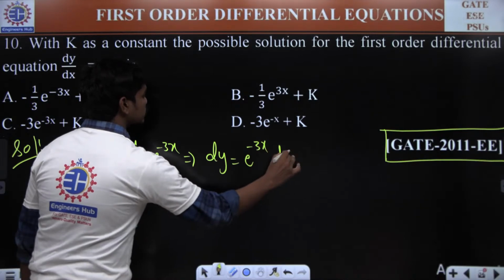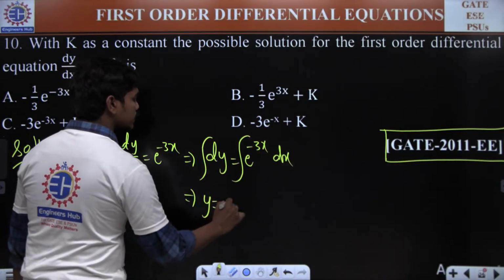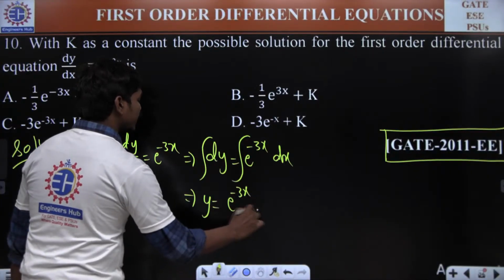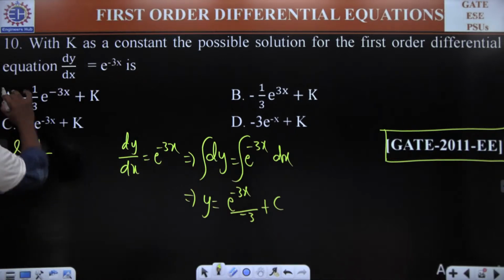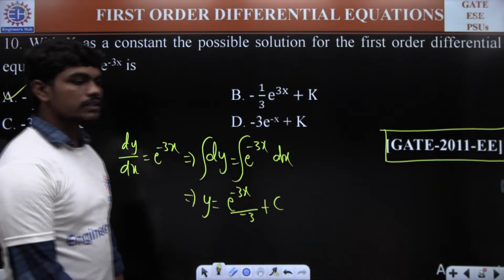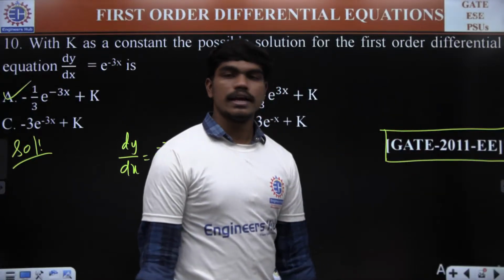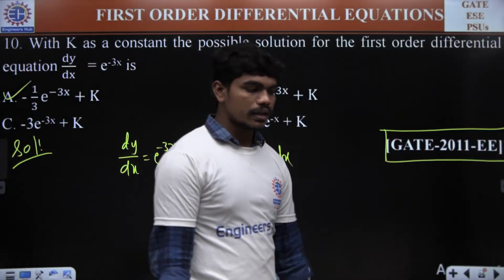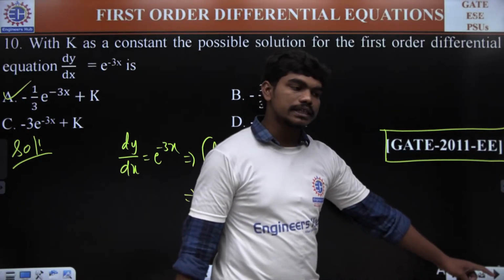So if you integrate this, y is equal to integration of e power minus 3x, which is e power minus 3x divided by minus 3 plus constant. And that's exactly given in option A. This is a very simple question to answer. But of course, it's a previous GATE question, as you can see, it was asked in 2011. I hope there is nothing much explanation needed for this. So I'm going straight away to the next question.